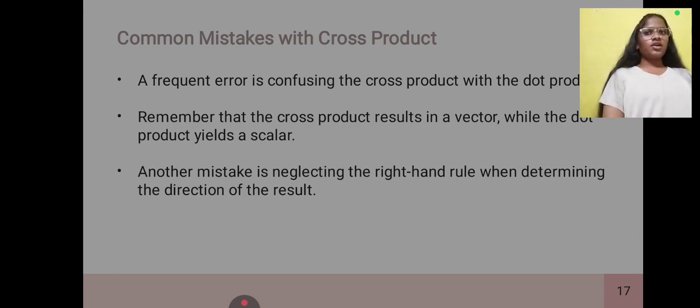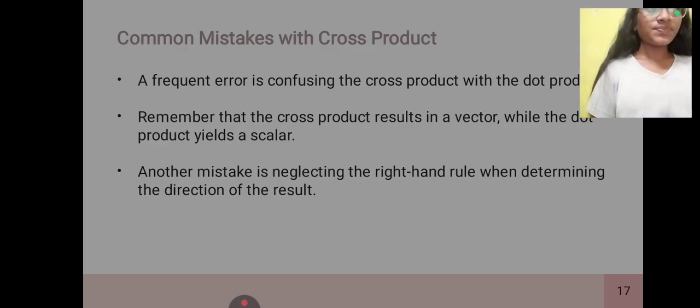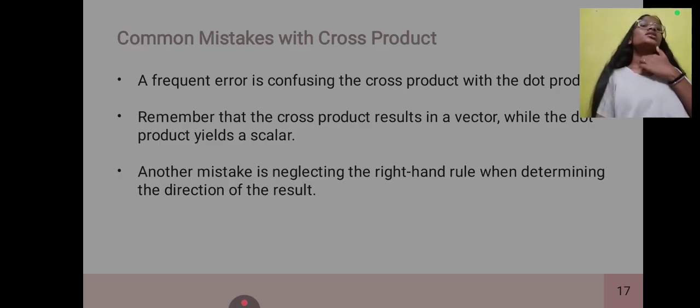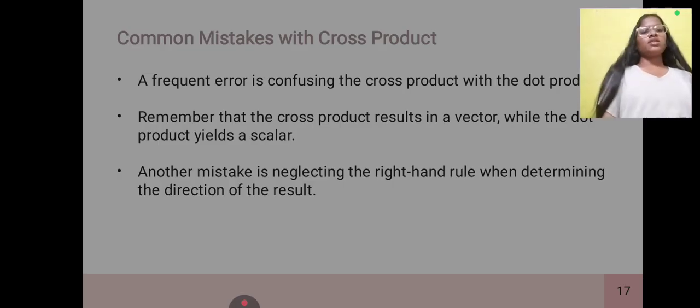Common mistakes with cross product. A frequent error is confusing the cross product with the dot product. Remember that the cross product results in a vector, while the dot product yields a scalar. When you do the cross product of two vectors, you get a vector, not a scalar. And when you do the dot product of two vectors, you get a scalar. Another mistake is neglecting the right hand rule when determining the direction of the result.